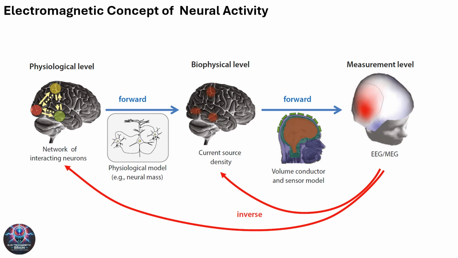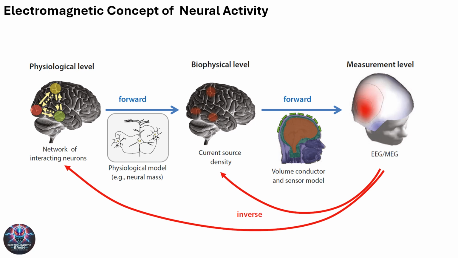Neural activity is described physiologically as originating from networks of interacting neurons or neural populations, often modeled as interconnected neural masses. These models predict the current source density, CSD, reflecting activity at a biophysical level. The CSD is then translated into measurements using a model that accounts for the head as a volume conductor and the properties of the sensors. Inverse methods aim to reverse these forward models to reconstruct the CSD or neural sources.